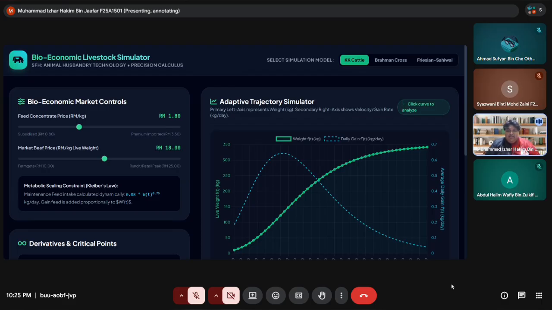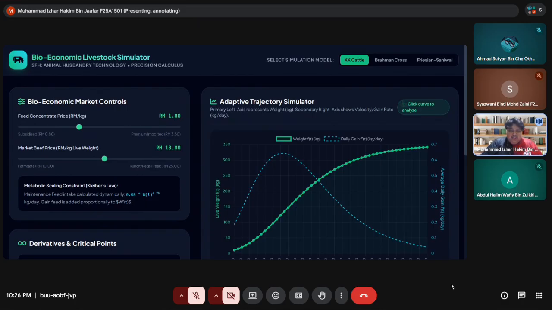Okay, so now I will explain the main features of my webpage. First, we have the bioeconomic market control section. Here, users can adjust the feed concentrate price and the market beef price. These controls represent real-world market conditions. By changing these values, users can observe how fluctuations in feed cost and beef prices influence the profitability of livestock production. This helps demonstrate the relationship between biological growth and economic decision making.